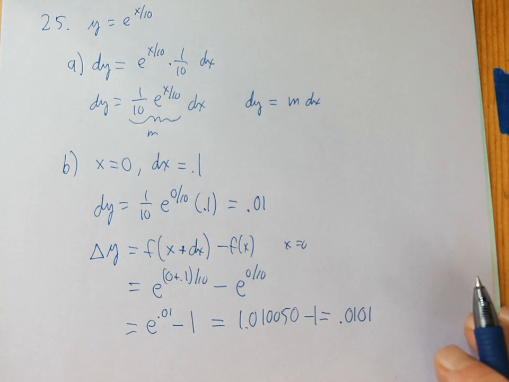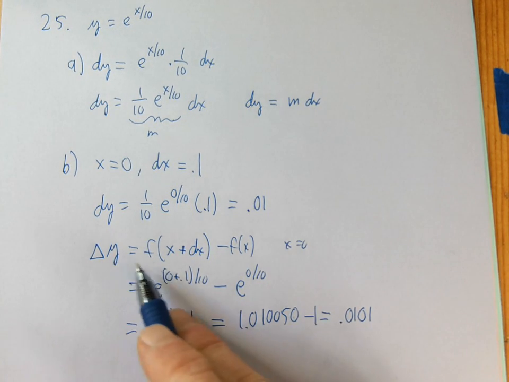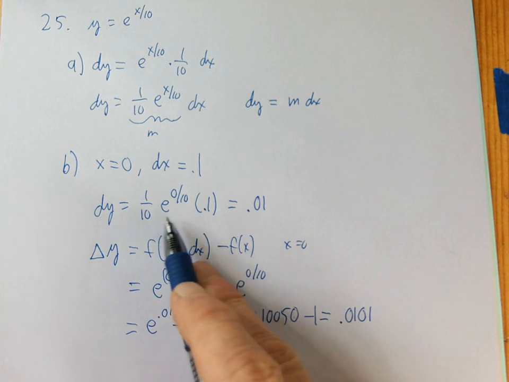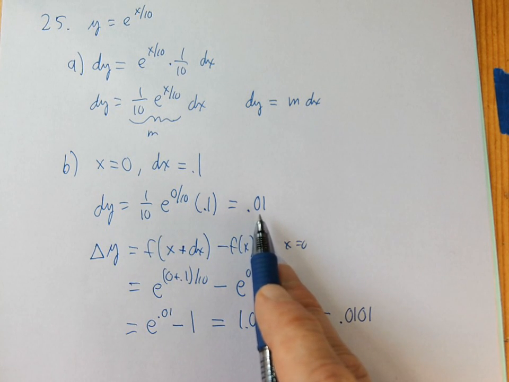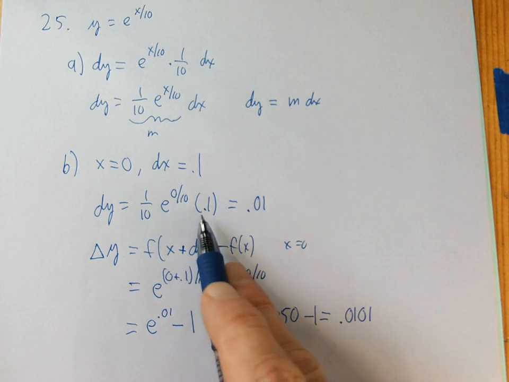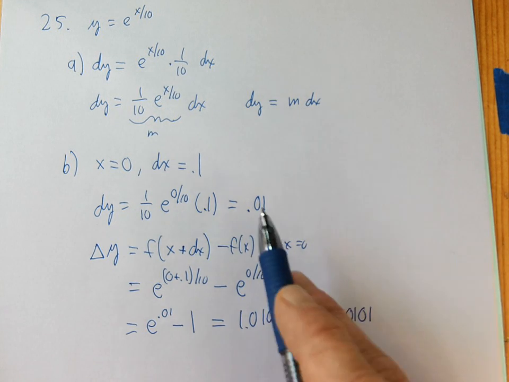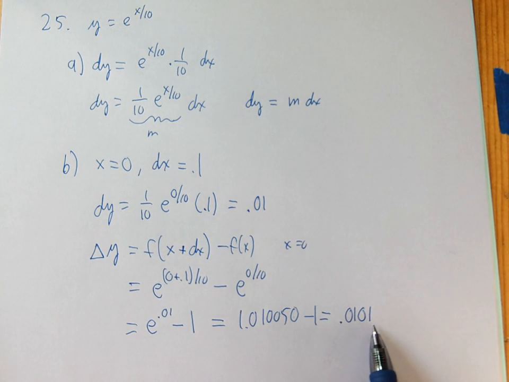Okay, so that's how you do that. Delta y is what it actually changes, and our dy is a really much simpler approximation if we assume it's a straight line. And as long as x doesn't change that much, it's pretty close, right? 0.01 to 0.0101. I mean, those are really close. Okay, so that's the idea.